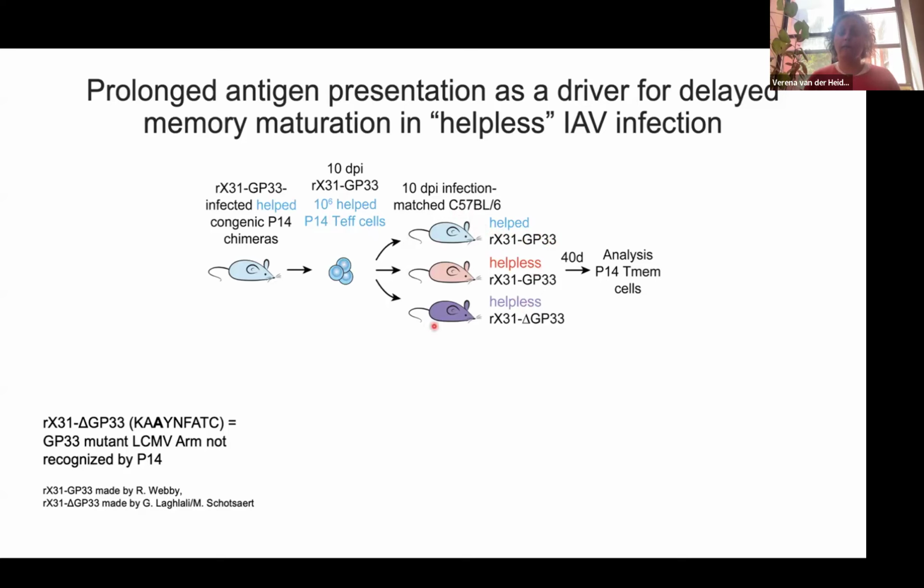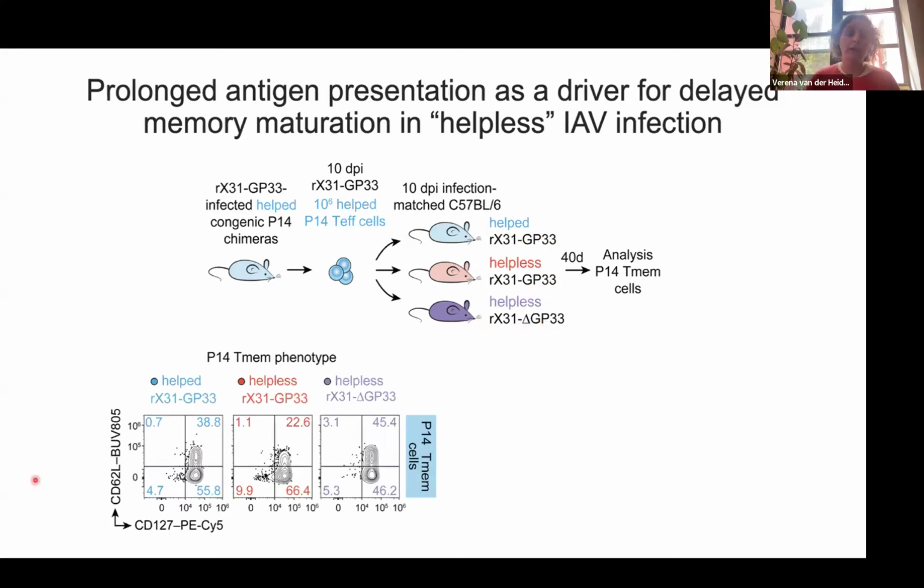And then a third group of mice where we transferred the cells onto helpless mice, but these mice were infected with the influenza virus that does not present a recognizable GP33 epitope. So we should, in theory, expect similar results as for the LCMV system. And we actually do see that.